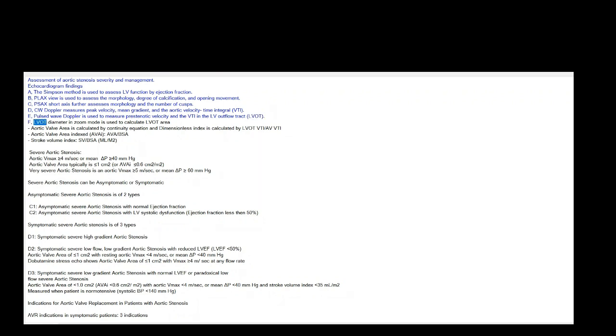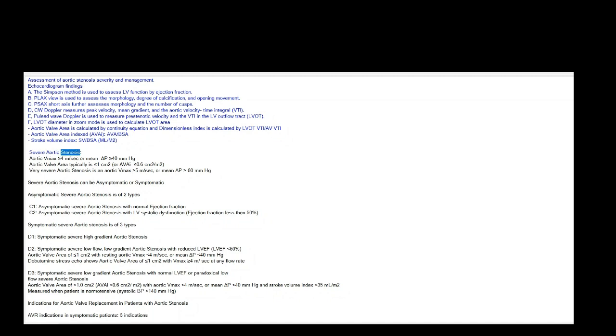F. LVOT diameter in zoom mode is used to calculate LVOT area. Aortic valve area is calculated by continuity equation and dimensionless index is calculated by LVOT VTI/AV VTI. Aortic valve area indexed, AVA/PSA. Stroke volume index, SV/PSA, ml/m2.